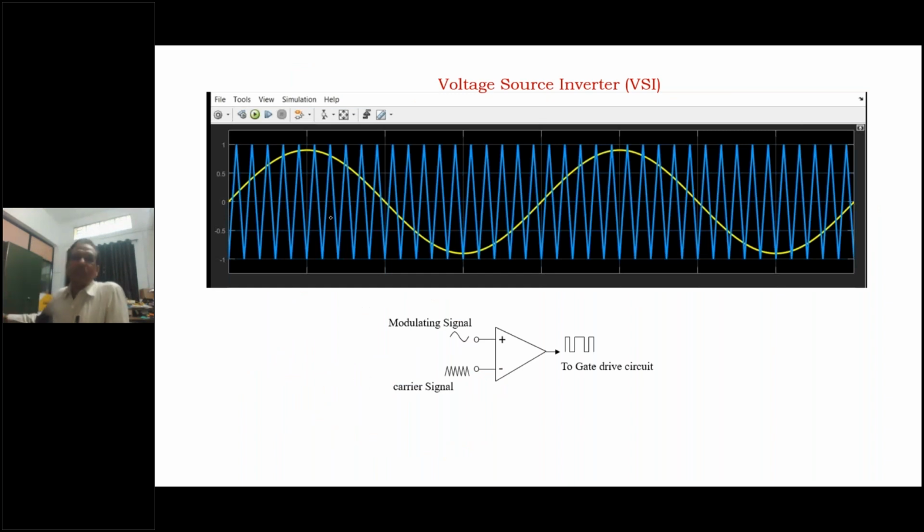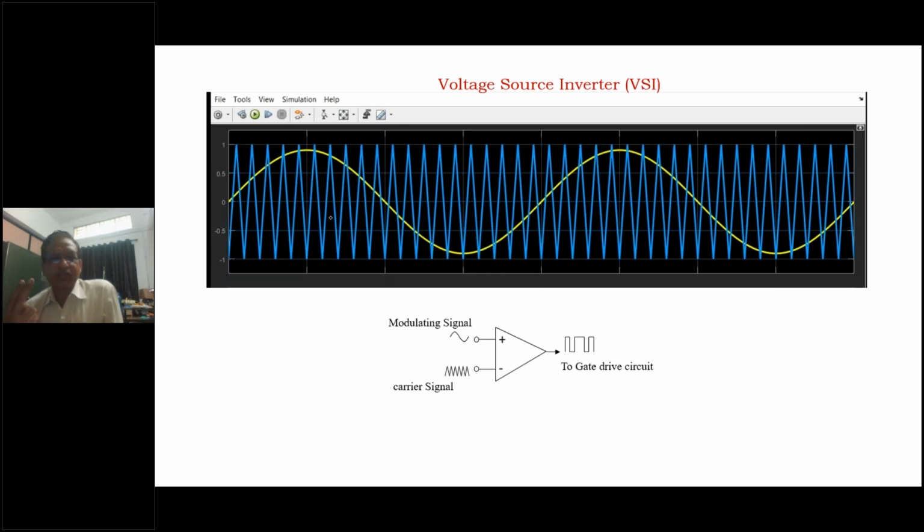The solution is the SPWM technique. Now, what is this SPWM technique? We change the magnitude of output voltage proportional to the sinusoidal magnitude. How to generate the control signal?